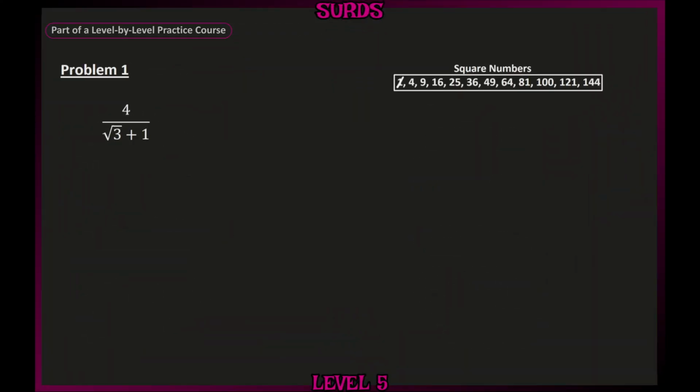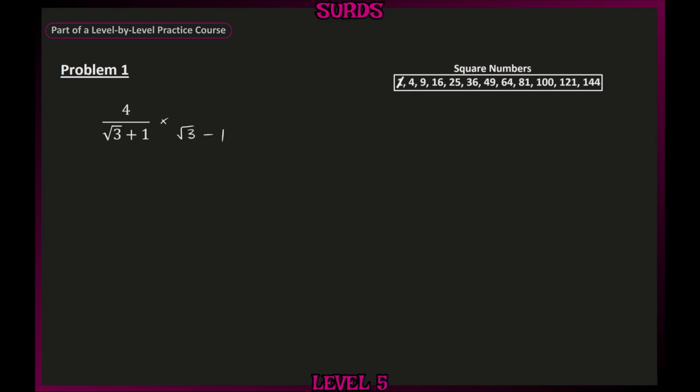In problem 1, we're rationalising and simplifying 4 over the square root of 3 plus 1. Now rationalising means that we need to remove the surd from the denominator, and when you have two terms in the denominator like we do here, we need to multiply by the conjugate of that denominator. And the conjugate of root 3 plus 1 is root 3 minus 1. So we keep it exactly the same, we just change the sign in the middle.